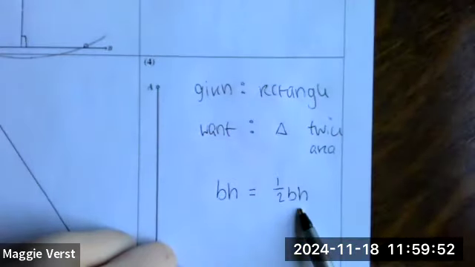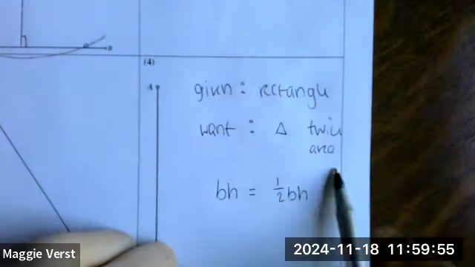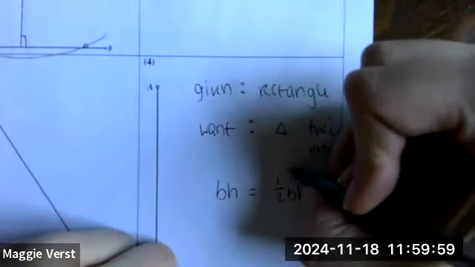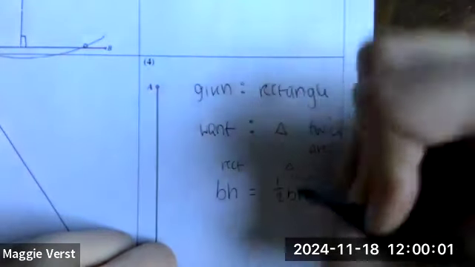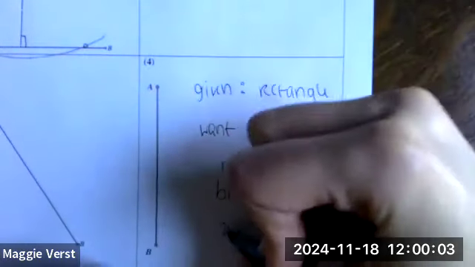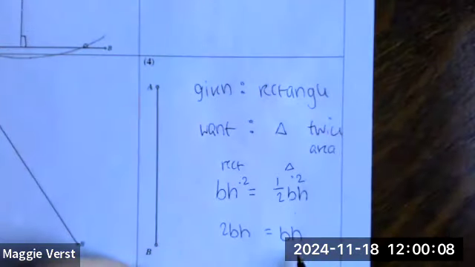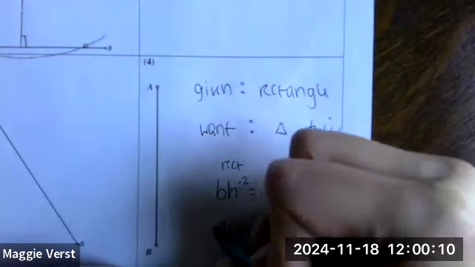You need to isolate what you want first before you double or twice it. So for this one, I need to get the triangle area by itself. So I'm going to multiply by 2, and I get 2 times the triangle area is equal to base times height. Now that what I want is isolated, now I can double it.